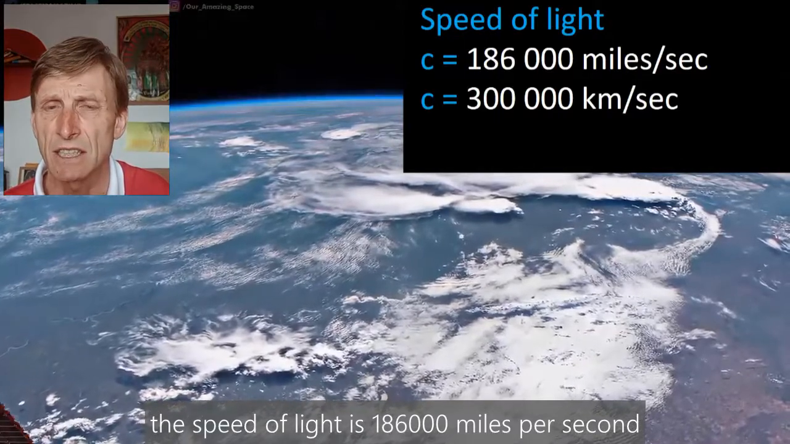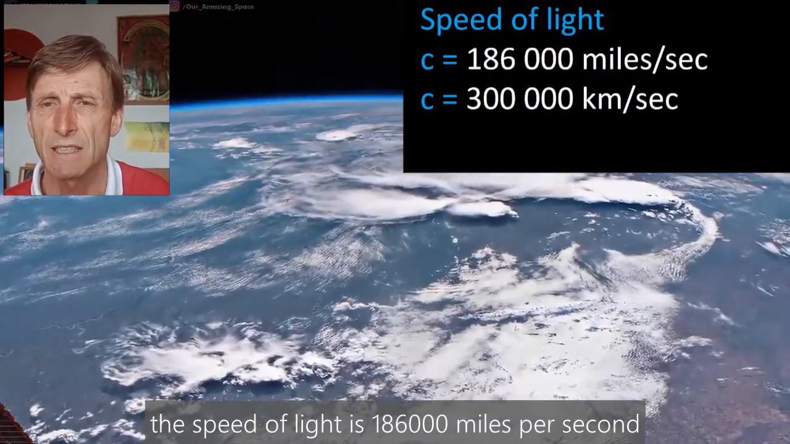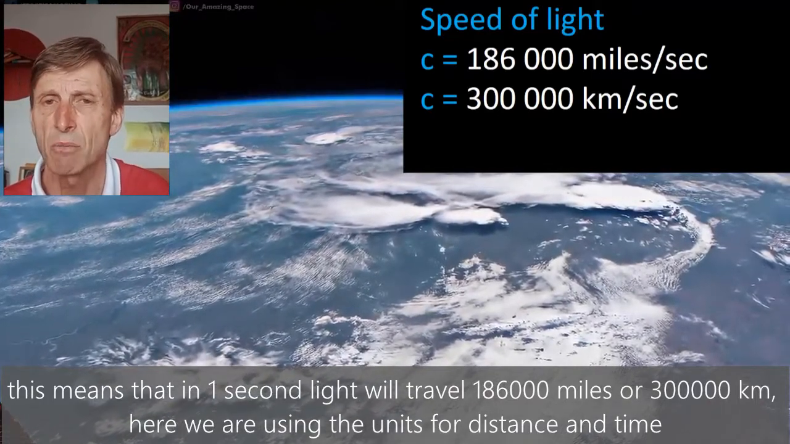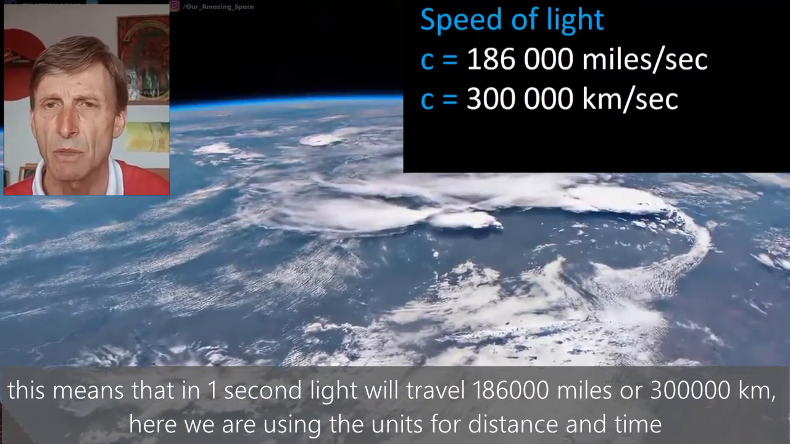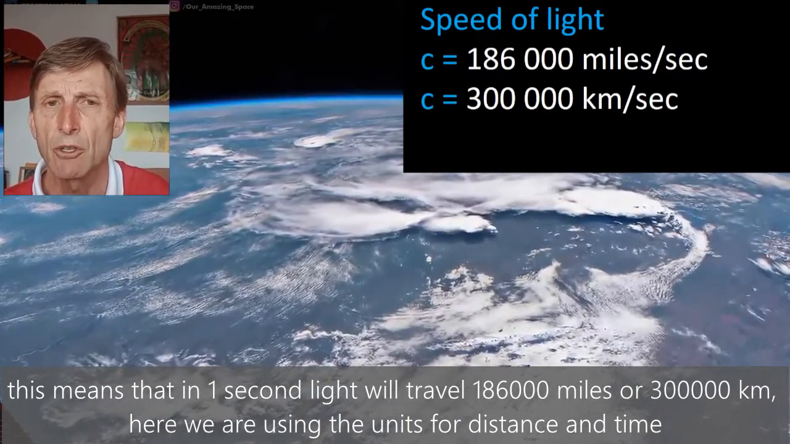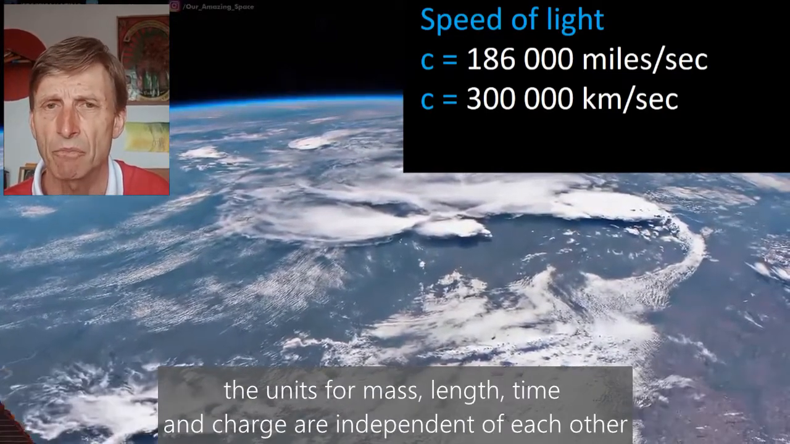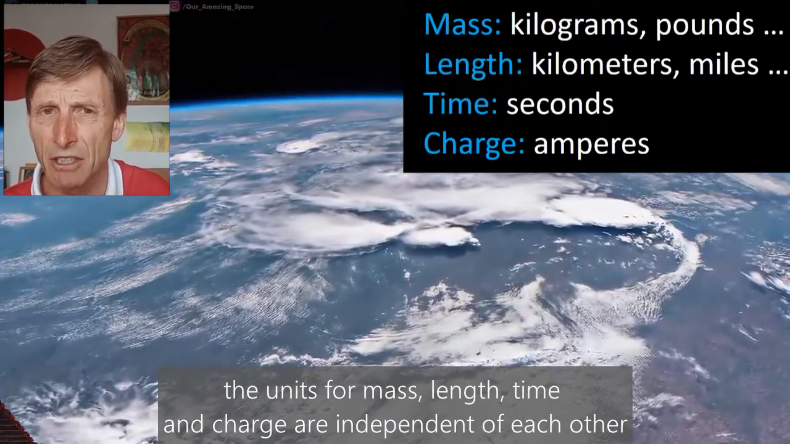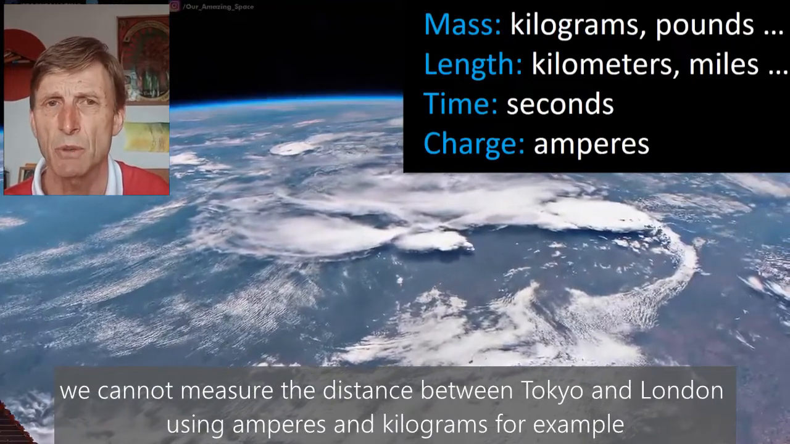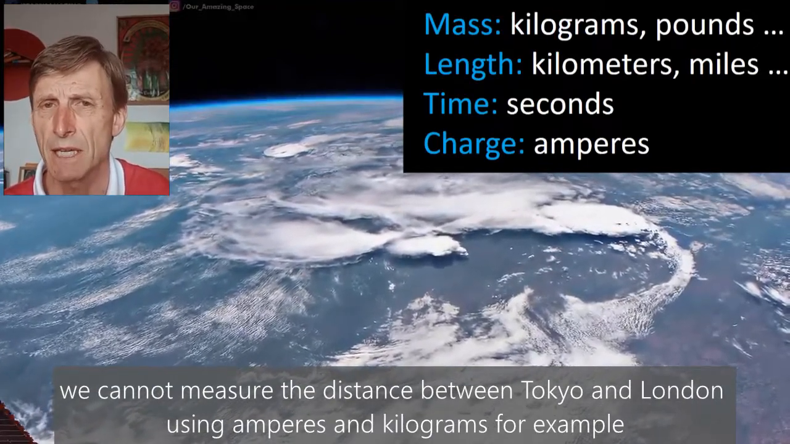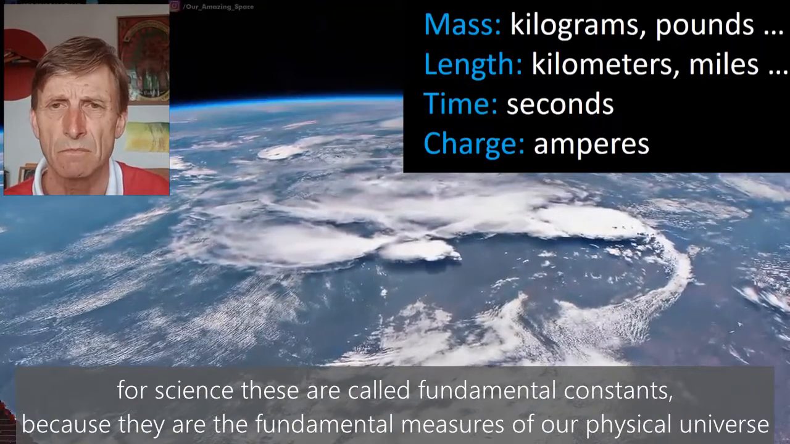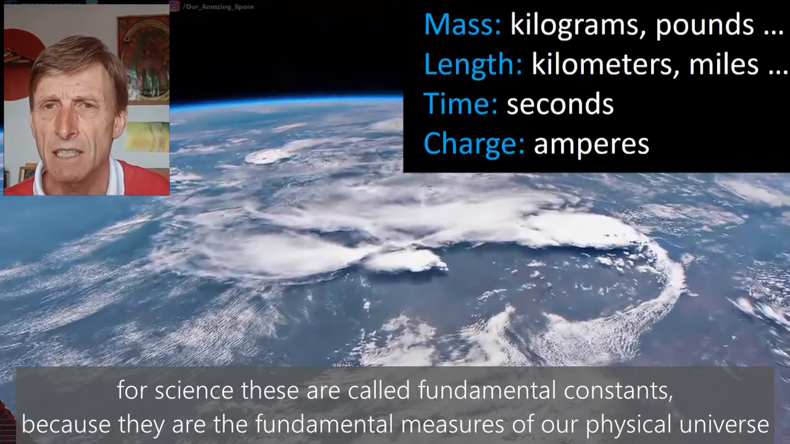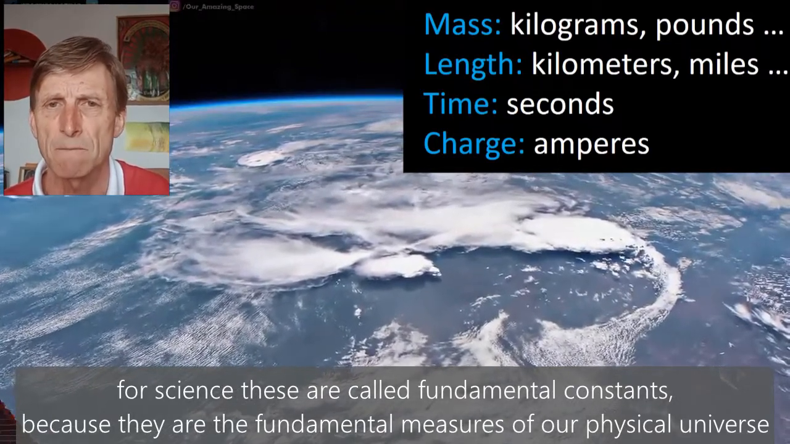The speed of light is 186,000 miles per second. This means that in 1 second, light will travel 186,000 miles or 300,000 kilometers. Here we are using the units for distance and time. The units for mass, length, time, and charge are independent of each other. We cannot measure the distance between Tokyo and London using amperes and kilograms, for example. For science, these are called fundamental constants because they are the fundamental measures of our physical universe.